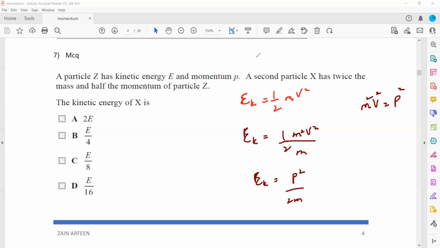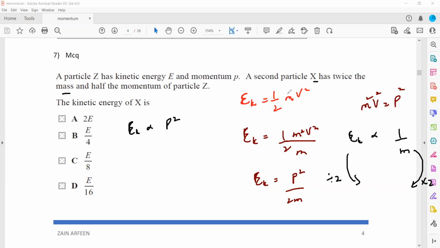So according to this formula, the kinetic energy is proportional to momentum square, and the kinetic energy, EK, is inversely proportional to the mass of an object. So what happened? The second particle has twice the mass and half the momentum. So if the mass is doubled, what will happen? The kinetic energy will decrease by 2.